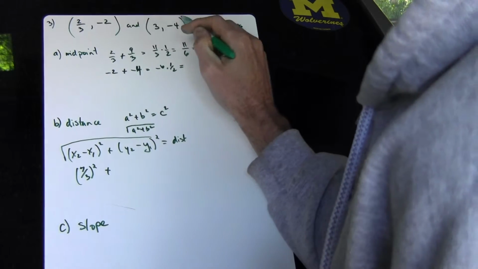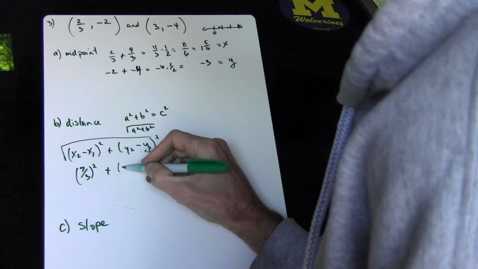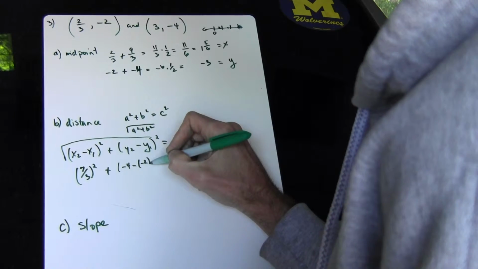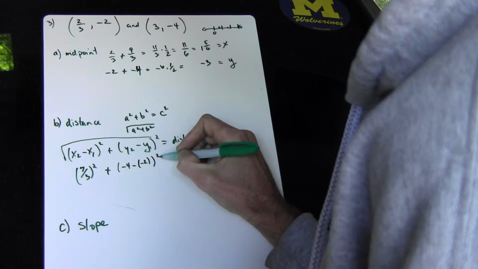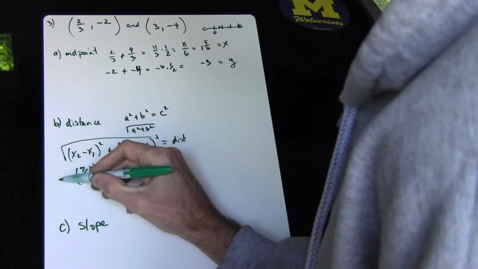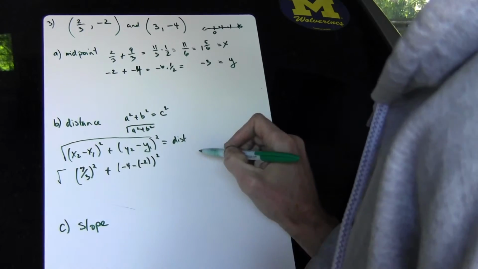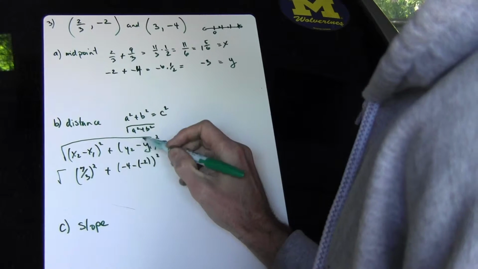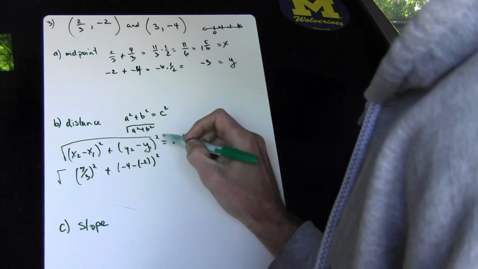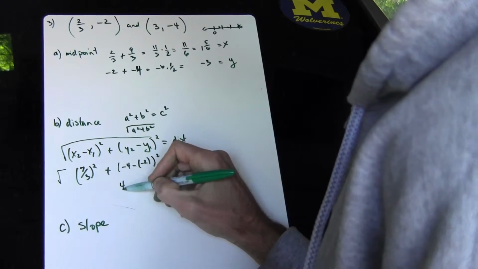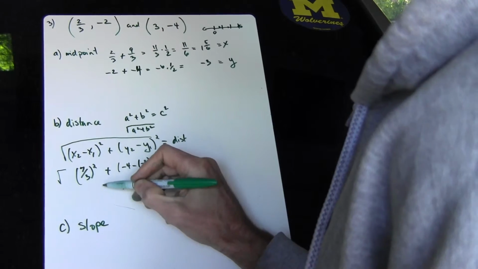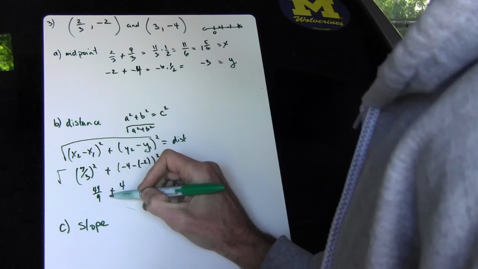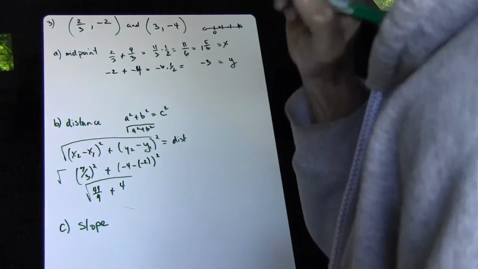And then y2 is -4. I'll write this one out: -4 minus, I'm going to put the -2 in parentheses, squared, and then all of that square rooted. I'm just not going to write the whole thing. So -4 minus -2 is -2, and -2 squared is 4, and 7/3 squared is 49/9. And all that square root.